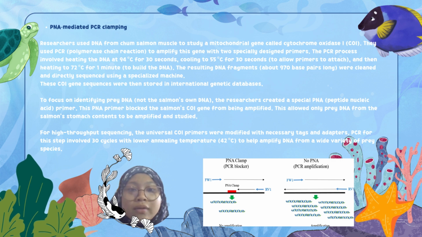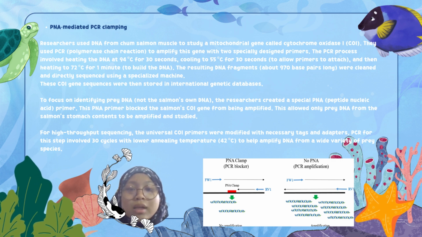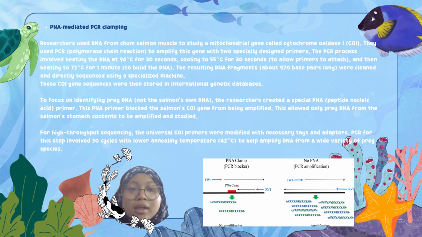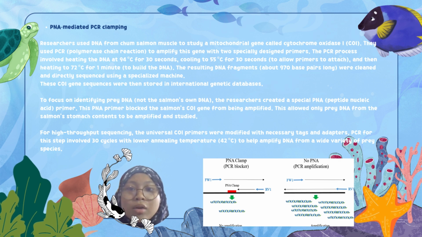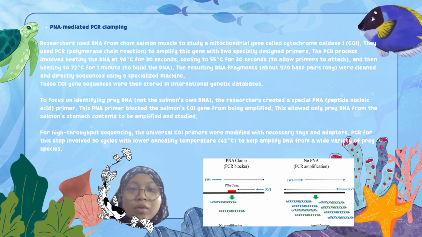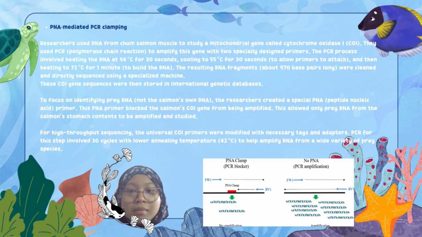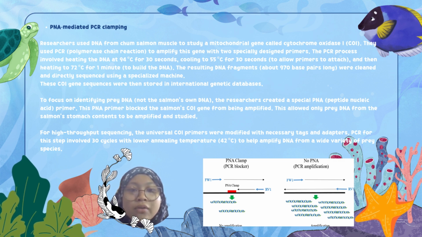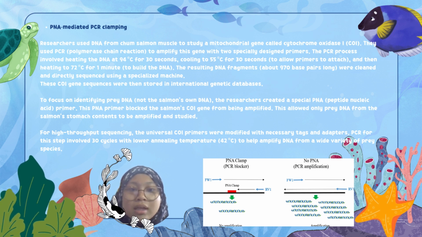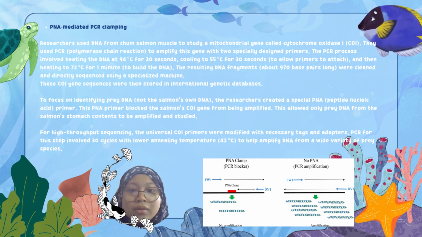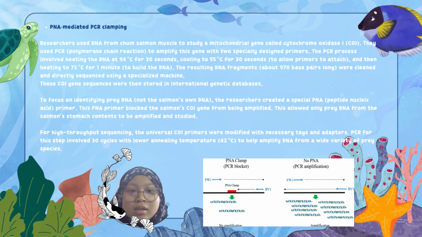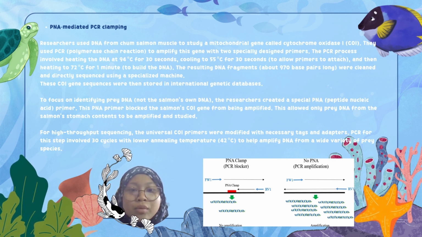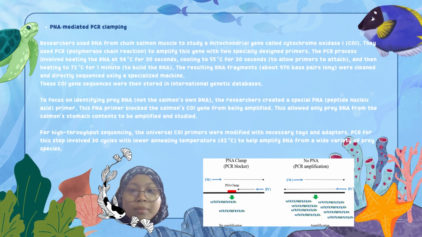To focus on identifying prey DNA, not the salmon's own DNA, the researchers created special PNA, peptide nucleic acid, primers. These PNA primers block the salmon's CO1 gene from being amplified. This allows only prey DNA from the salmon's stomach contents to be amplified and studied. For high-throughput sequencing, the universal CO1 primer was modified with the necessary tags and adapters. PCR for this step involves 30 cycles with a lower annealing temperature of 42 degrees Celsius to help amplify DNA from a wide variety of prey species.